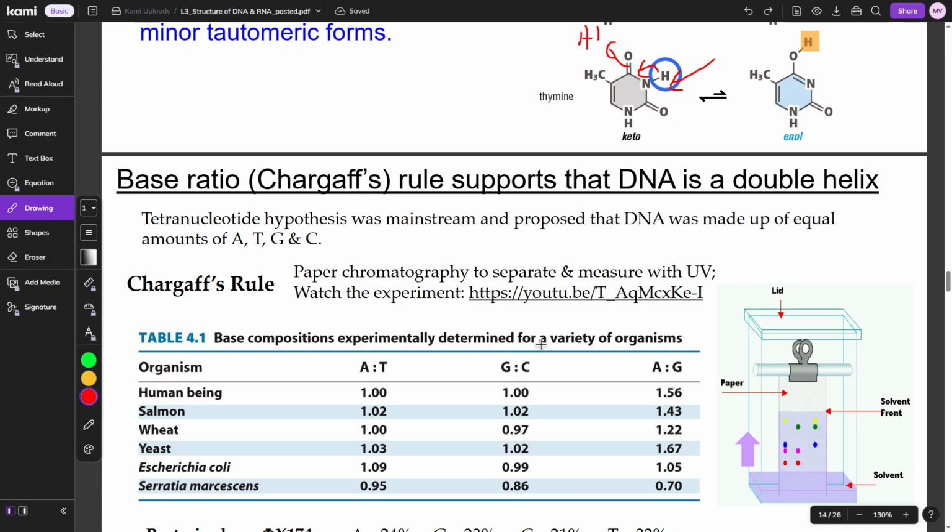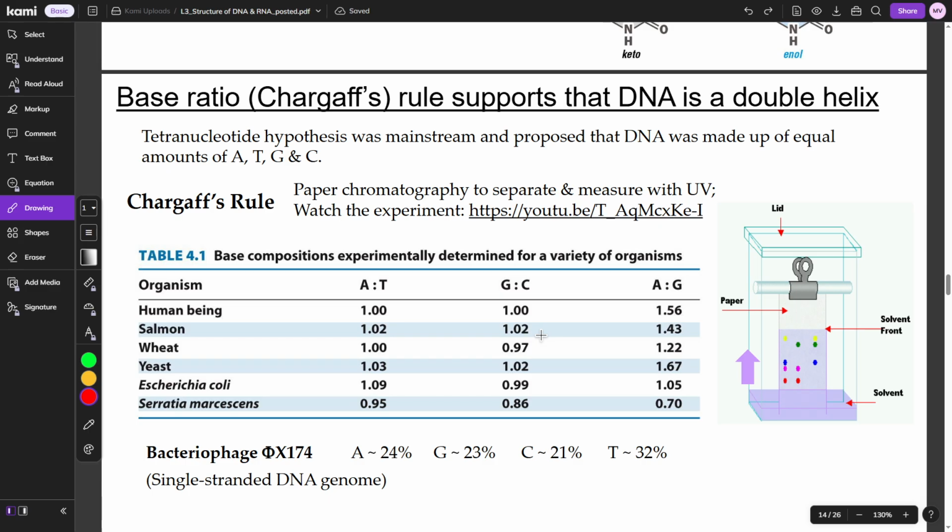Now, here is just some information on Chargaff's rule. Like I told you, with Chargaff's rule, the A's and T's have to be equal, and the G's and C's have to be equal. That does not mean that the A's and T's combined have to be equal to the G's and C's. As you can see here, the ratio of A to G is not the same. So even though A to T is 1 to 1 and G to C is 1 to 1, A to G is more than 1 to 1. So that means that there's just more A's and T's than there are G's and C's.